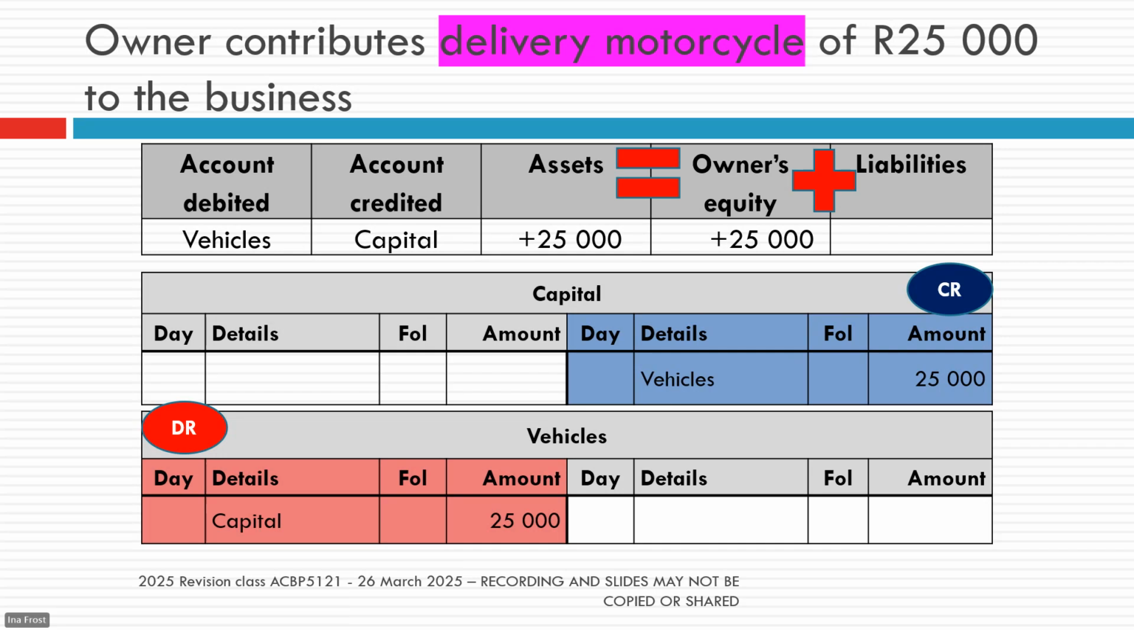Also, the minute you put a plus, it will guide you: if a plus is for assets, then it means I need to debit the asset account. And if I have a plus for owner's equity, then it has to be a credit. That is why I will credit capital. I hope that will help, Ina.